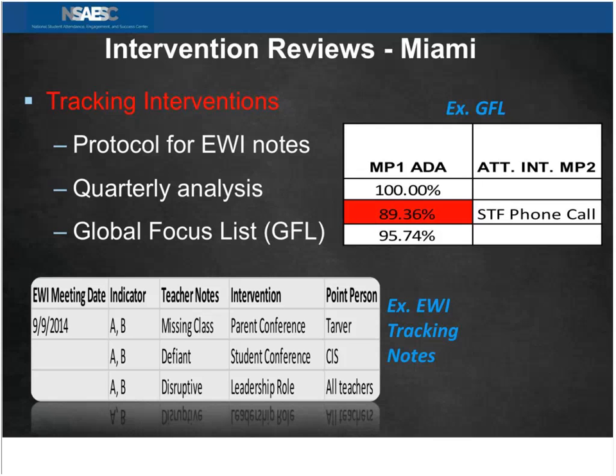And then the bottom one is an example of how they were tracking interventions for a specific student. This is just an example during an actual early warning indicator meeting. And here they note the date of the meeting, what the indicators we're focusing on. A stands for attendance, B stands for behavior. And then they also included what were the teacher comments, what were the challenges that they were having with that student, and what was the actual intervention they assigned, and also the point person. Again, this is something that can easily be done in Google Docs, or it can be done in Excel.